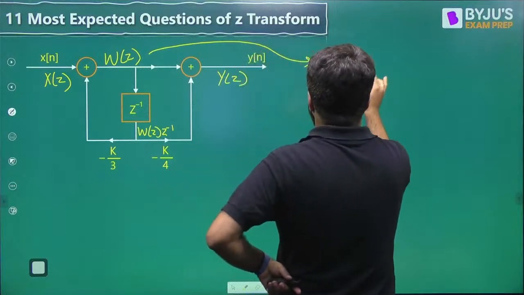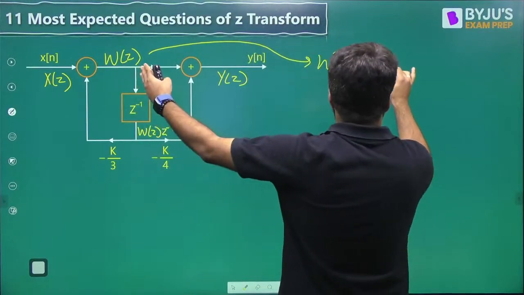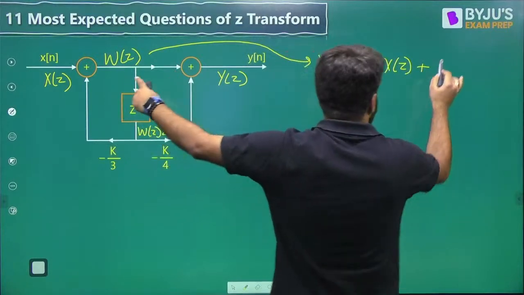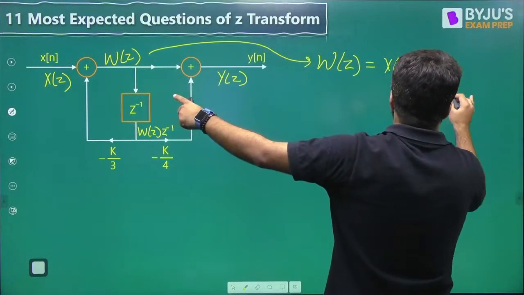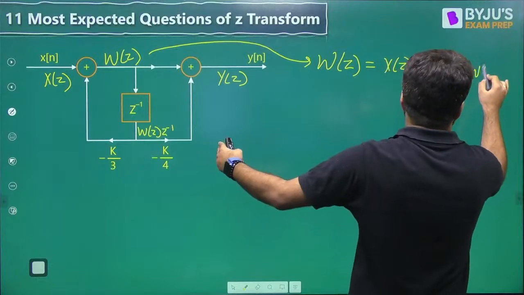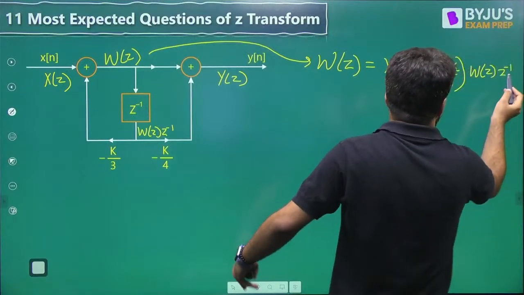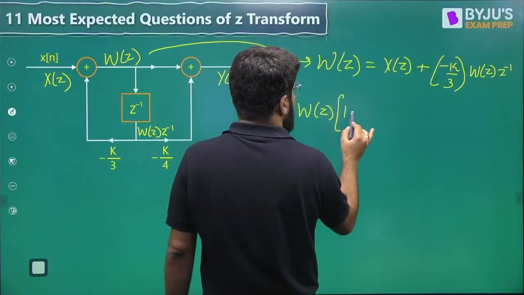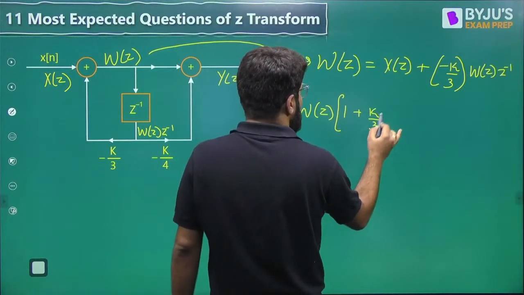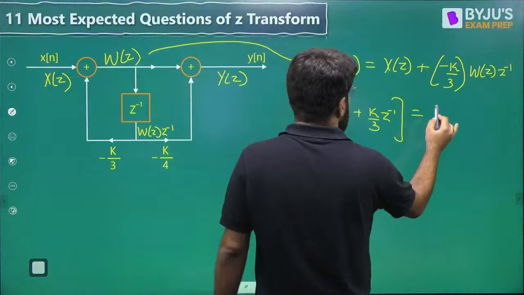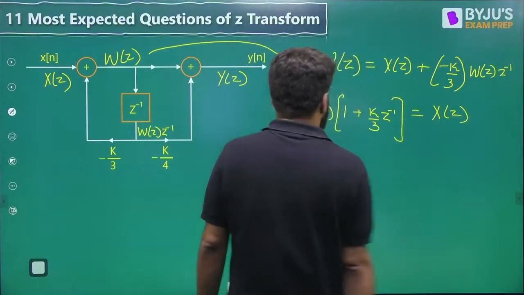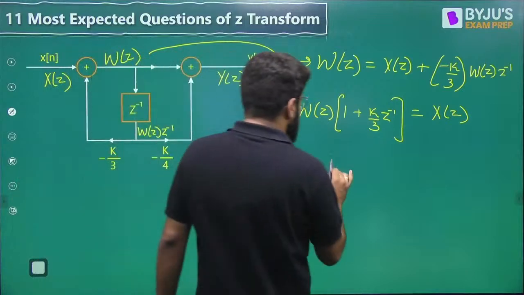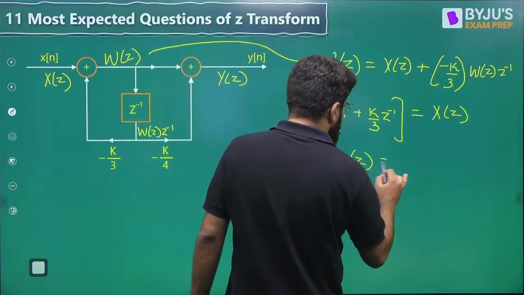This W(z) can be written as the output of a summing point, where the first signal coming to the summing point is X(z), and from below what is coming is minus K by 3 gain multiplied by W(z) Z inverse. Let us take all the W(z) terms on one side, then it becomes 1 plus K by 3 Z inverse equals X(z). Okay, so what should be the W(z), guys? What should be the W(z)?